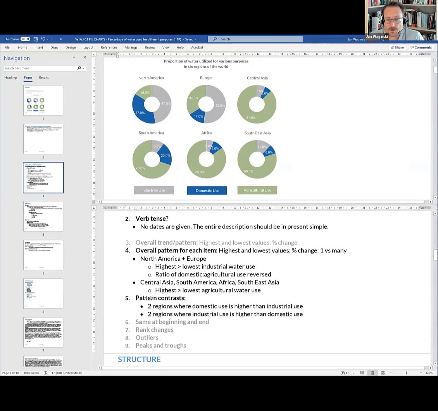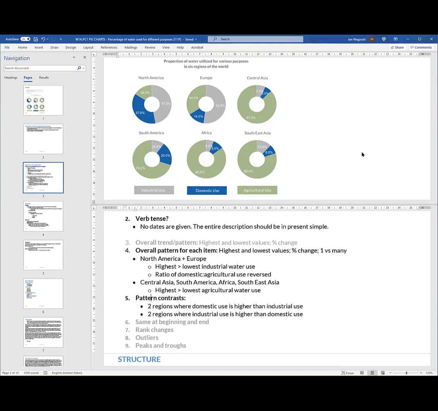If you look at the 4 other regions, Central Asia, South America, Africa, Southeast Asia, do you see any other possible subgrouping according to their industrial and domestic use of water? Let me give you a clue. What's similar about Africa and South America? The domestic use is higher than the industrial use. That's right. And what about the other two regions? Central Asia and Southeast Asia.